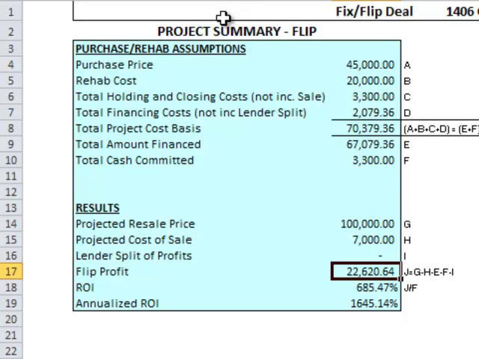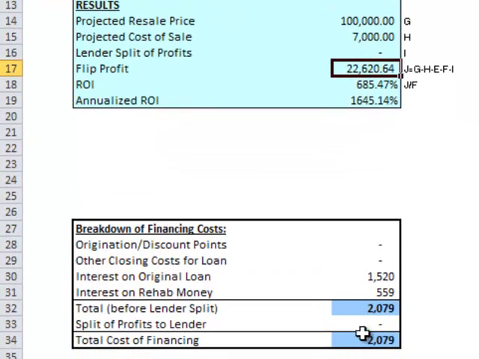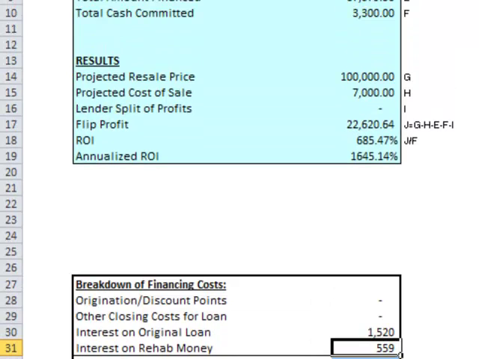$22,600 in the flip. And if we go down here, these are your financing costs. $2,100. Out of that, interest on original money, which is the purchase price, and then interest on your rehab draws is another $560. So there you go. Very clear breakdown of this deal. Private lender makes a good rate of return, and you make a very nice chunk of cash on the sale.